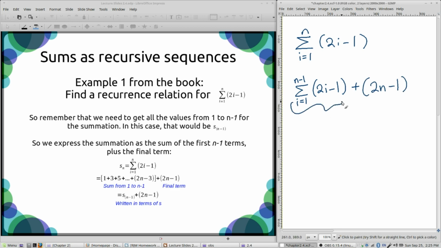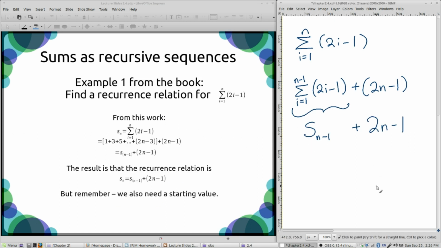So we could write it like this, or we could write it like 1 plus 3 plus 5 plus ... plus 2n minus 3, which would be the value when we plug in 2n minus 1 minus 1. Or if we want to keep it really, really simple, remember that we're using s sub some number to represent these sums now, so this could just be swapped out with s sub n minus 1 plus our 2n minus 1. So now we essentially have our recurrence relation. So let's rewrite this as s sub n is equal to s sub n minus 1 plus 2n minus 1. And that would be the result.